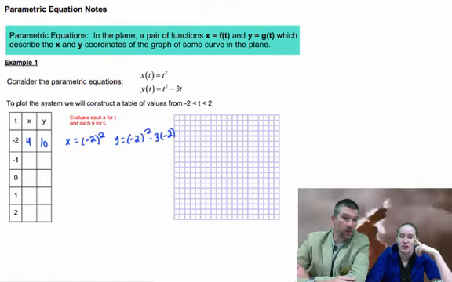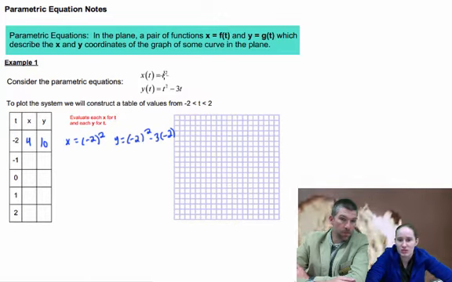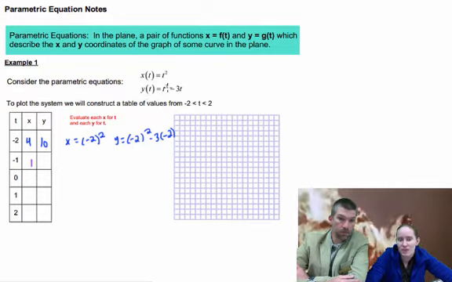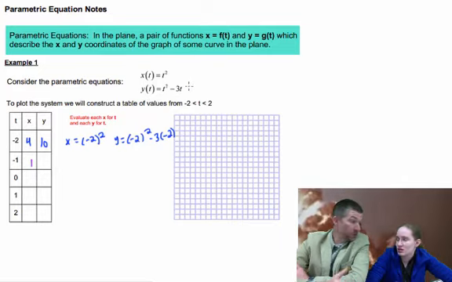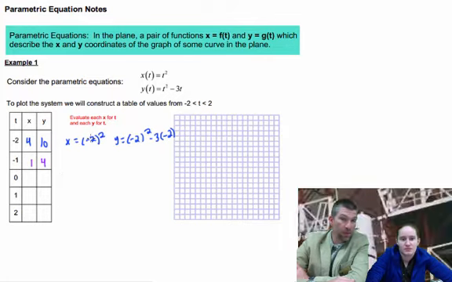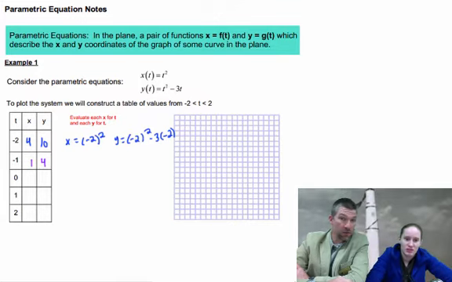Let's get some numbers, so let's plug in -1. You don't necessarily have to write it out if you can do it in your head. -1 squared is 1. For y, -1 squared is 1, minus 3 times -1 is plus 3, so 1 plus 3 is 4. If you can't do that bottom one in your head, no problem, write it out by all means.